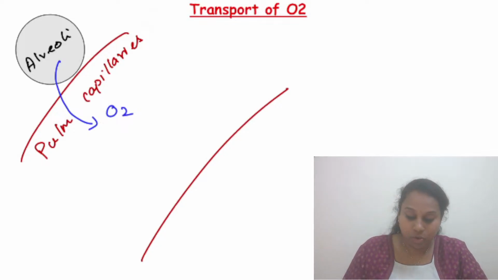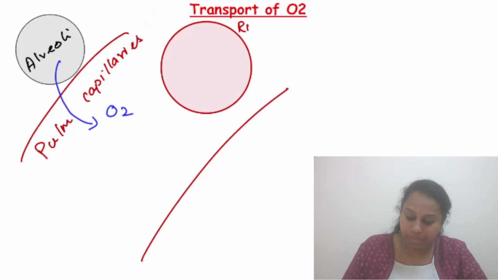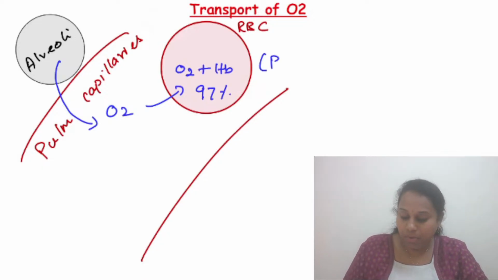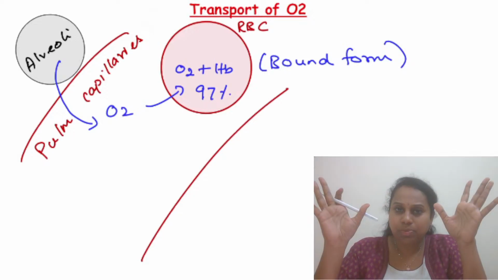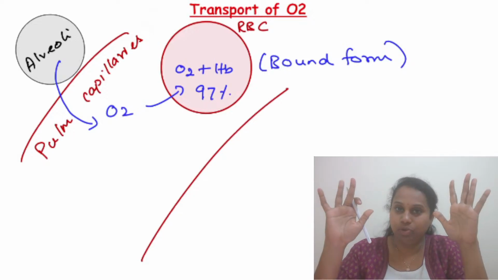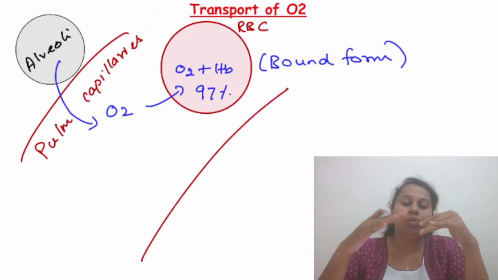What is the fate of this oxygen? This oxygen enters into the pulmonary capillary red blood cells, RBCs, and inside the RBC, 97% of this oxygen combines with hemoglobin, and this is called the bound form of oxygen. The bound form, because it is bound to hemoglobin. So the major transport form of oxygen is along with hemoglobin, and this will be carried to different tissues of the body.